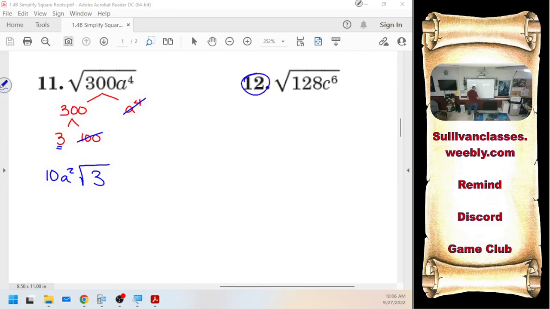I'd like you to try this one. Whether you can find the biggest perfect square that goes in there, or you have to break it all the way down and then circle pairs to take them out, I don't care which way you do it. You do whichever way is comfortable for you.